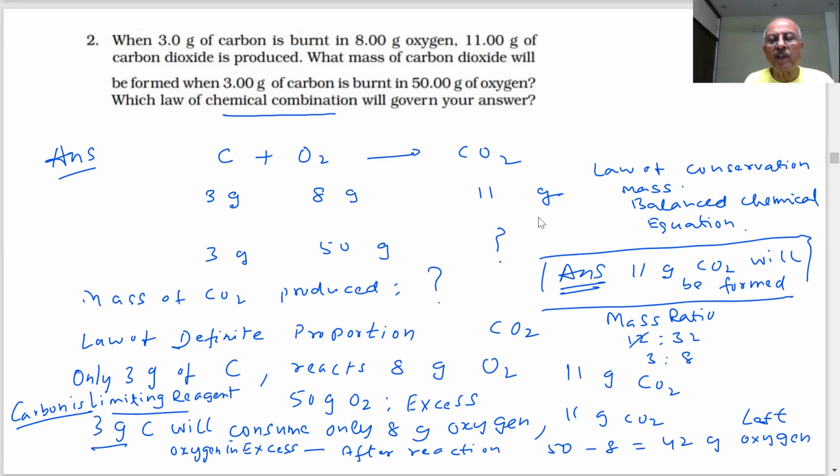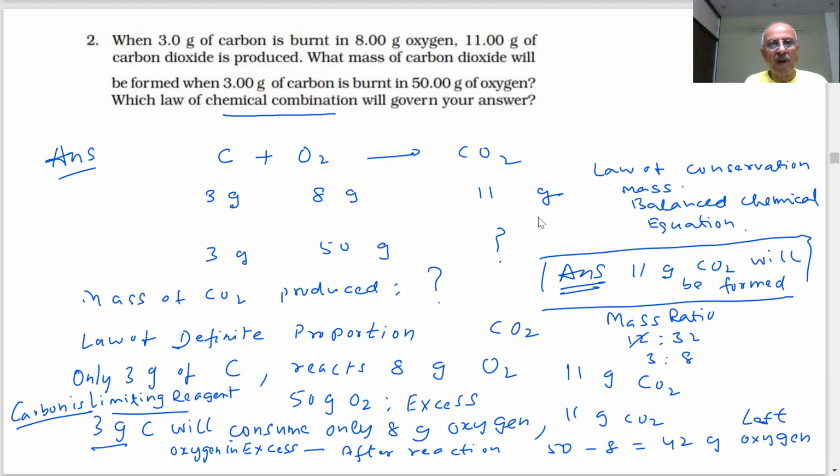Once the carbon is finished, no more carbon dioxide can be formed. There is nothing to react with oxygen. That oxygen is in excess. That oxygen will be left unused in the reaction. And carbon is called the limiting reagent. The limiting reagent is the reagent which limits the amount of product formed, because it doesn't exist now. It has completely reacted.